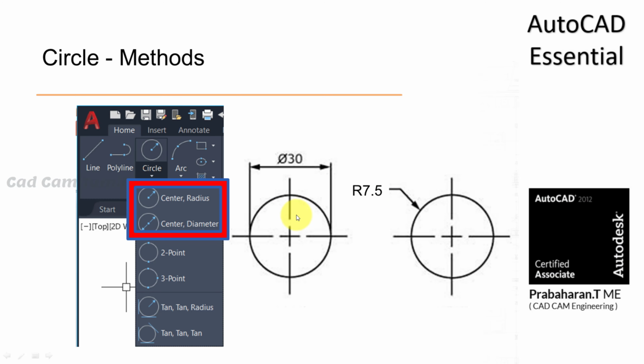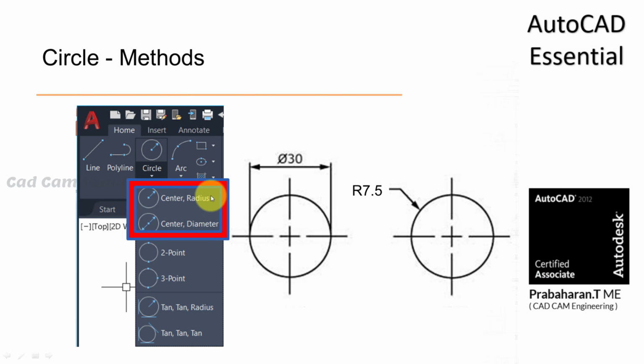Now, I am going to try both circles using center point diameter. For the first circle the diameter is directly given, so we can directly enter 30 mm and draw. The second circle has radius 7.5. Then what is the diameter? Two times the radius is the diameter, so we can draw that also: 15 is the diameter. Now here my question is, both circles I am able to draw using center radius as well as center diameter.